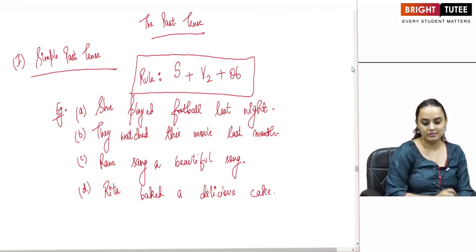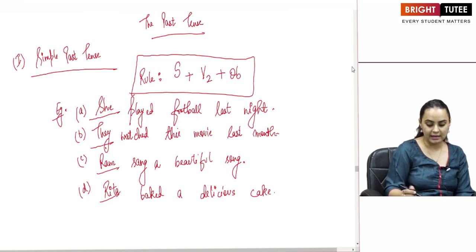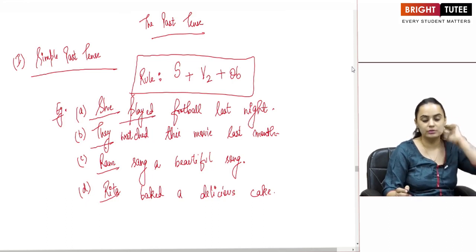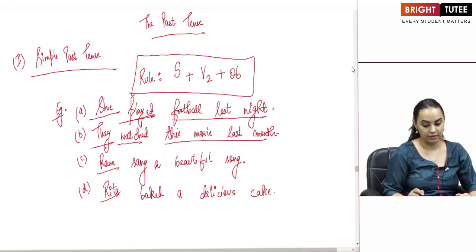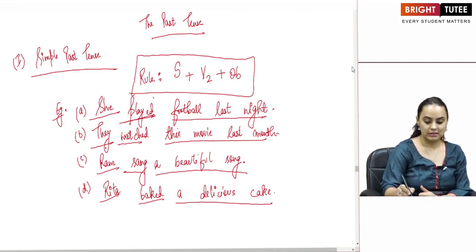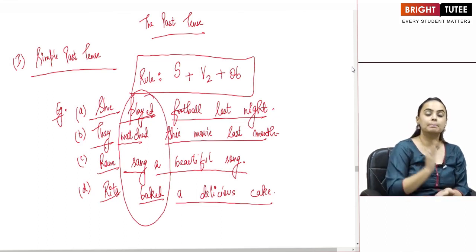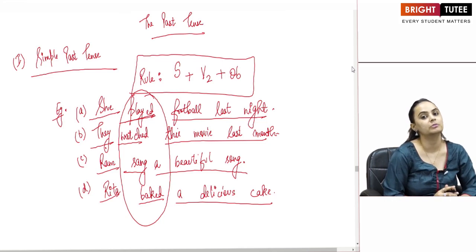What are we talking about here? We are talking about different subjects. She, they, Ram, Rita, these are my subjects. With every subject, I only use the second form of the verb. So, played football last night, watched this movie last month, sang a beautiful song, baked a delicious cake, and so on and so forth. So these are the second form of the verb, and as you can notice, be your subject singular or plural, the second form of the verb will always be used.